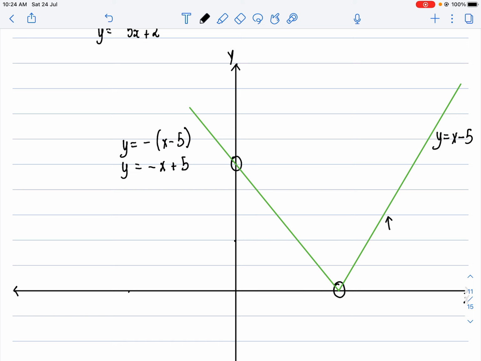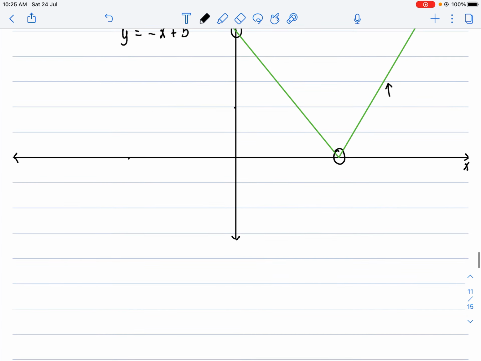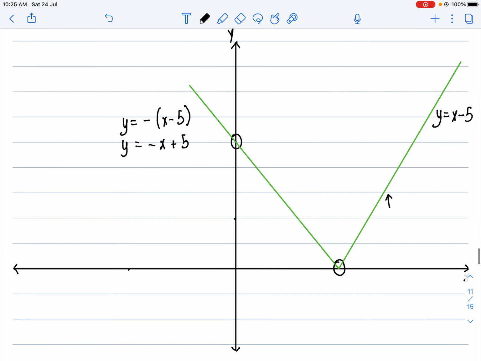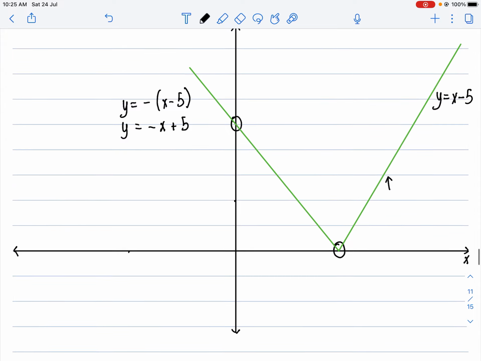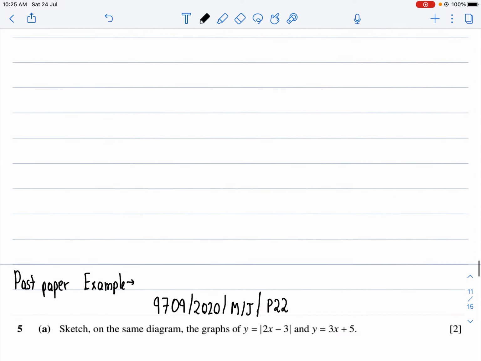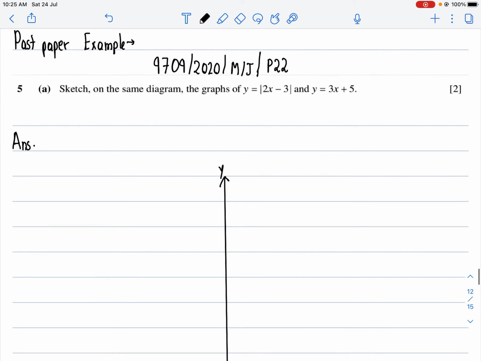Okay, because it can never be negative, it can never go to this side. Okay, because it cannot be negative. Modulus is always an absolute value. It always gives an absolute value. Okay, this is what you need to know. Okay, so this is the basic concept of graphing. Now what we can do is, we can do some past paper examples.